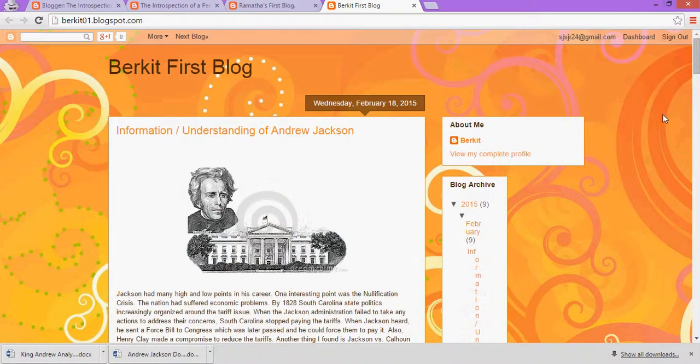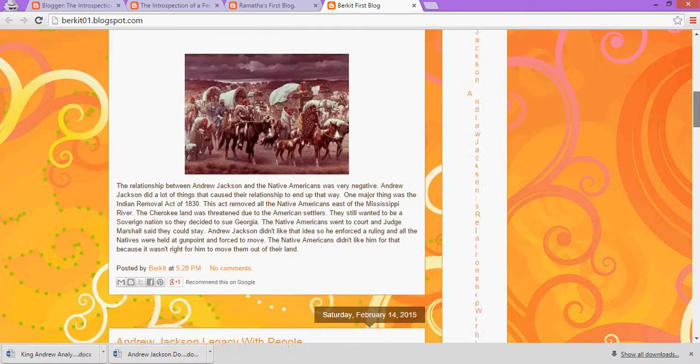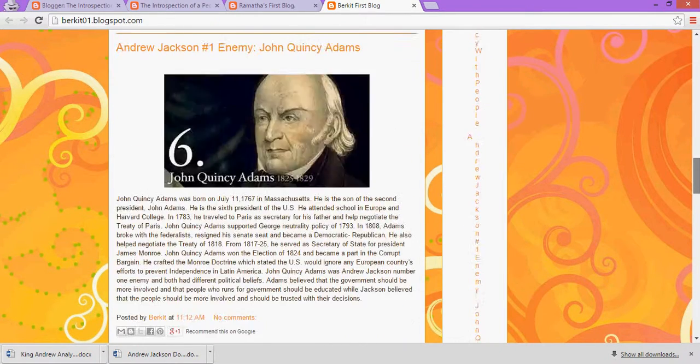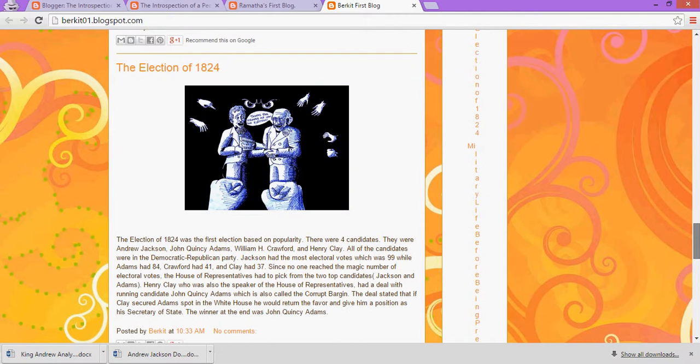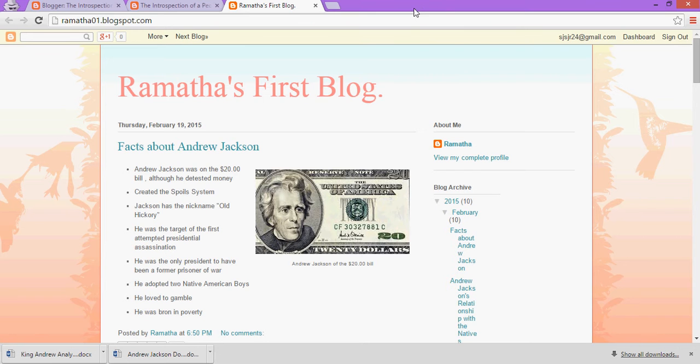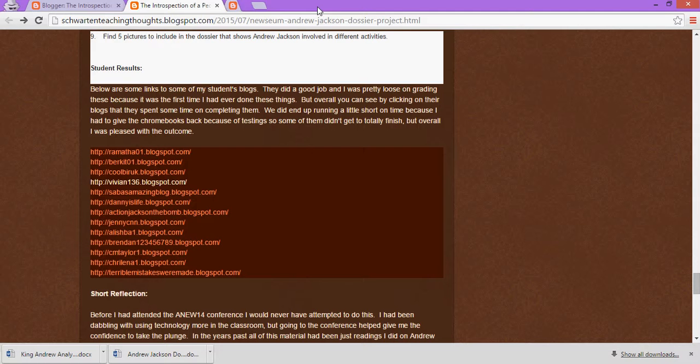There's another one. Here's another one where they had a lot of different styles of stuff. She found pictures and that. It's kind of neat to see what they all come up with.